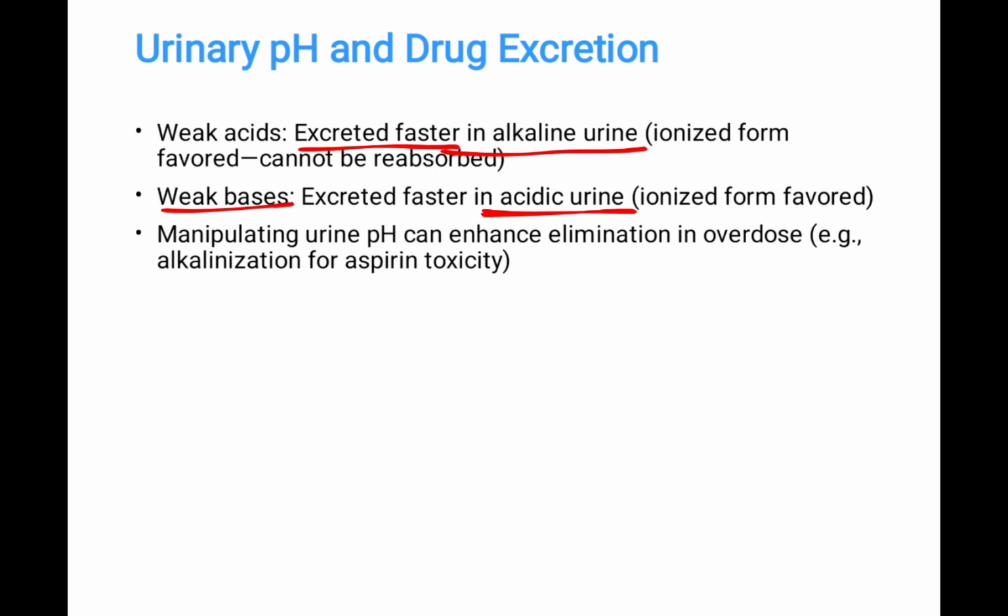So manipulating the urine pH can enhance elimination in case of overdose. If there's an overdose, you try to manipulate the urine pH. You know, aspirin is an acidic drug. So in case of overdose of aspirin, alkalinization of urine can help in faster excretion of aspirin.